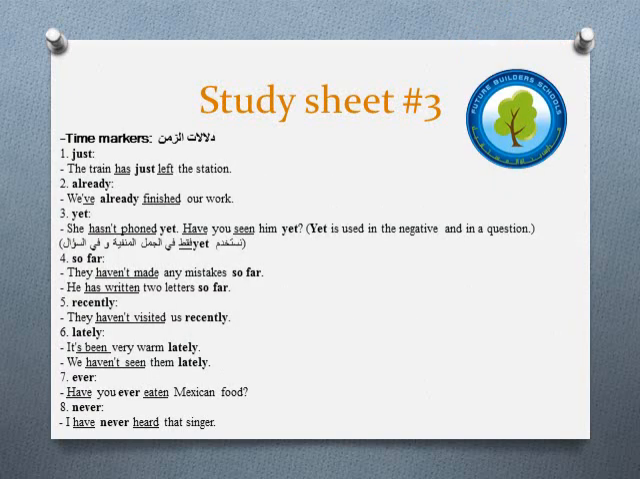Now, let's go to the time marks or the time expressions. دلالات الزمن. Number one is just, and I've just explained just. لقد قمت بشرح just قبل قليل. When we talk about an action that has just finished, we use just here. The train has just left the station. قبل قليل غادر القطار المحطة. Already. And also already is used just like just. We use it like just. It has the same meaning. We've already finished our work. لقد قمنا بانتهاء من عملنا قبل قليل.